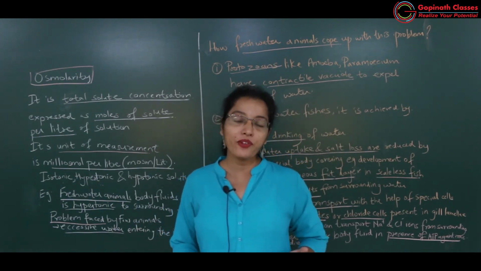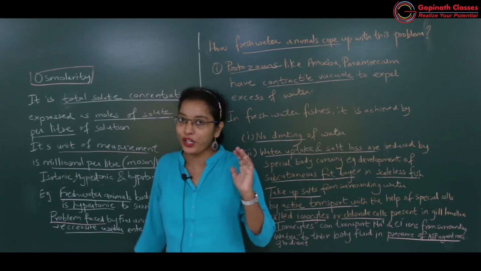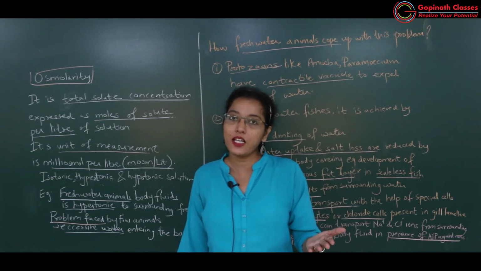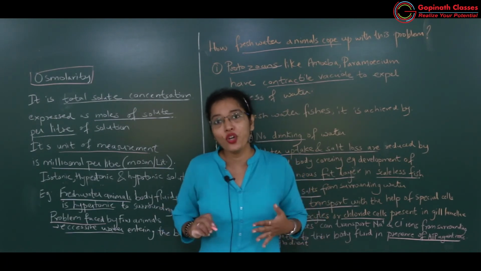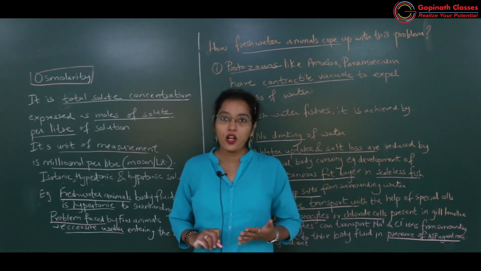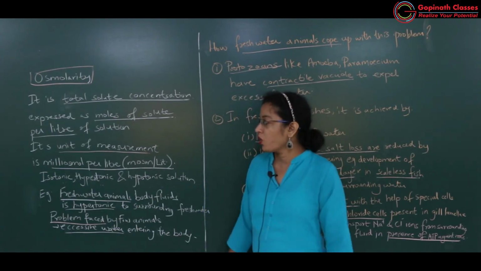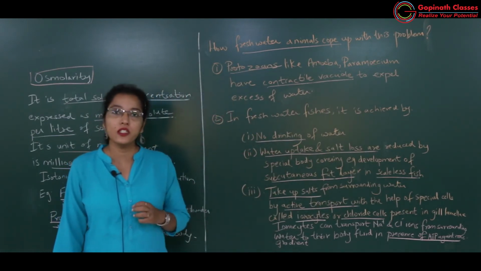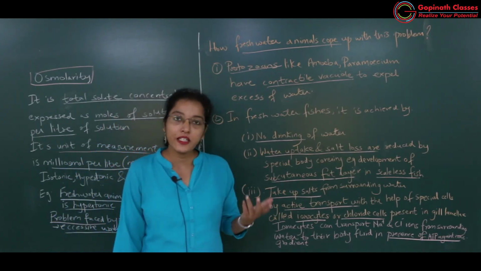And what is the second problem they can face? More of the solute, that is, the salt concentration, is there in the body fluid. So it may happen that more salts can go out of the body, and that is also not good. There should not be excess entry of water in the body, as well as there should not be excess loss of salts out of the body of freshwater animals, right? Got it? So now we'll study how these freshwater animals cope with this problem. Okay, so how do they solve their problem, by which method?